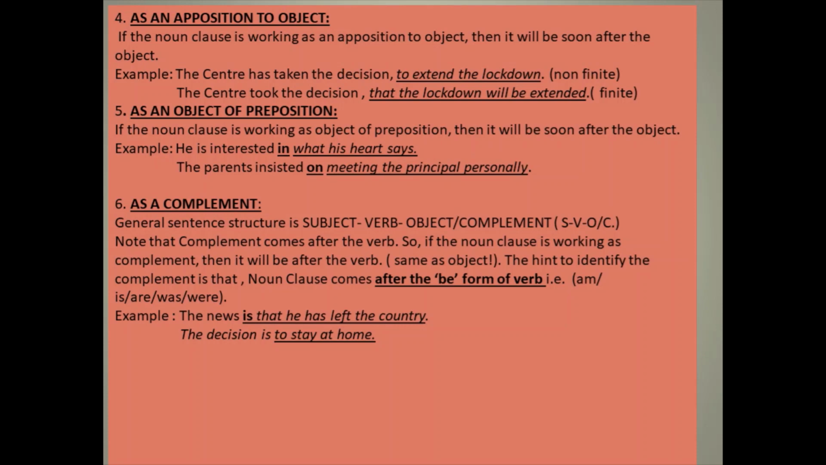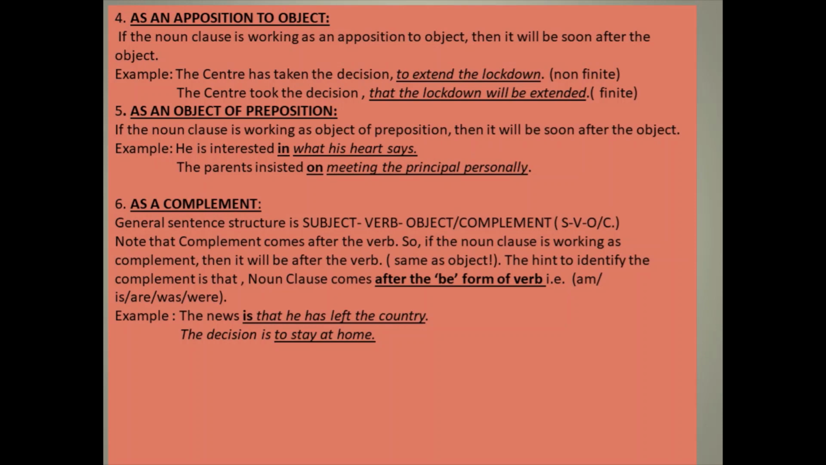He is interested. He, subject, is verb, interested. Now he is interested in what? He is interested. We have got the answer to what? But then there is the preposition. So as an object of preposition, he is interested in what? What his heart says. So whenever there is a use of preposition, then whatever follows is your noun clause, which is functioning as an object of preposition. He is interested in what? What his heart says.